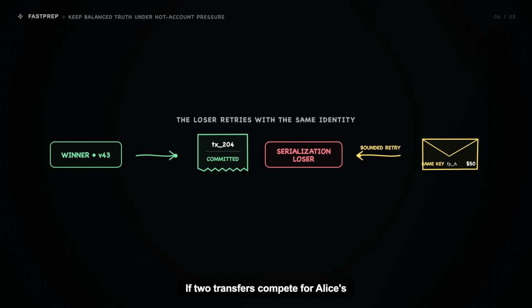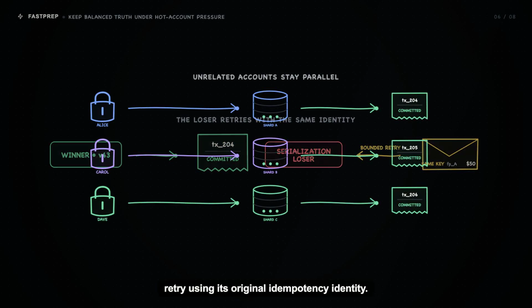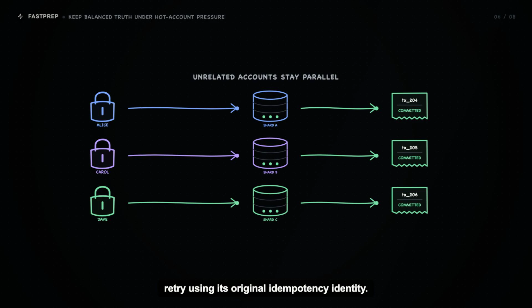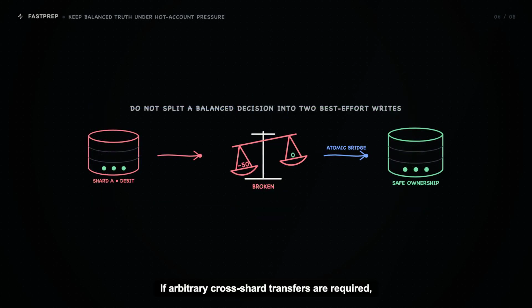If two transfers compete for Alice's account, one wins the version. The other performs a bounded serialization retry using its original idempotency identity. It does not invent a new logical request. Unrelated accounts should not block one another. Partition by a ledger or tenant boundary that keeps common transfers local. If arbitrary cross-shard transfers are required, name a real atomic protocol. Never hide two independent account updates behind the word eventually.